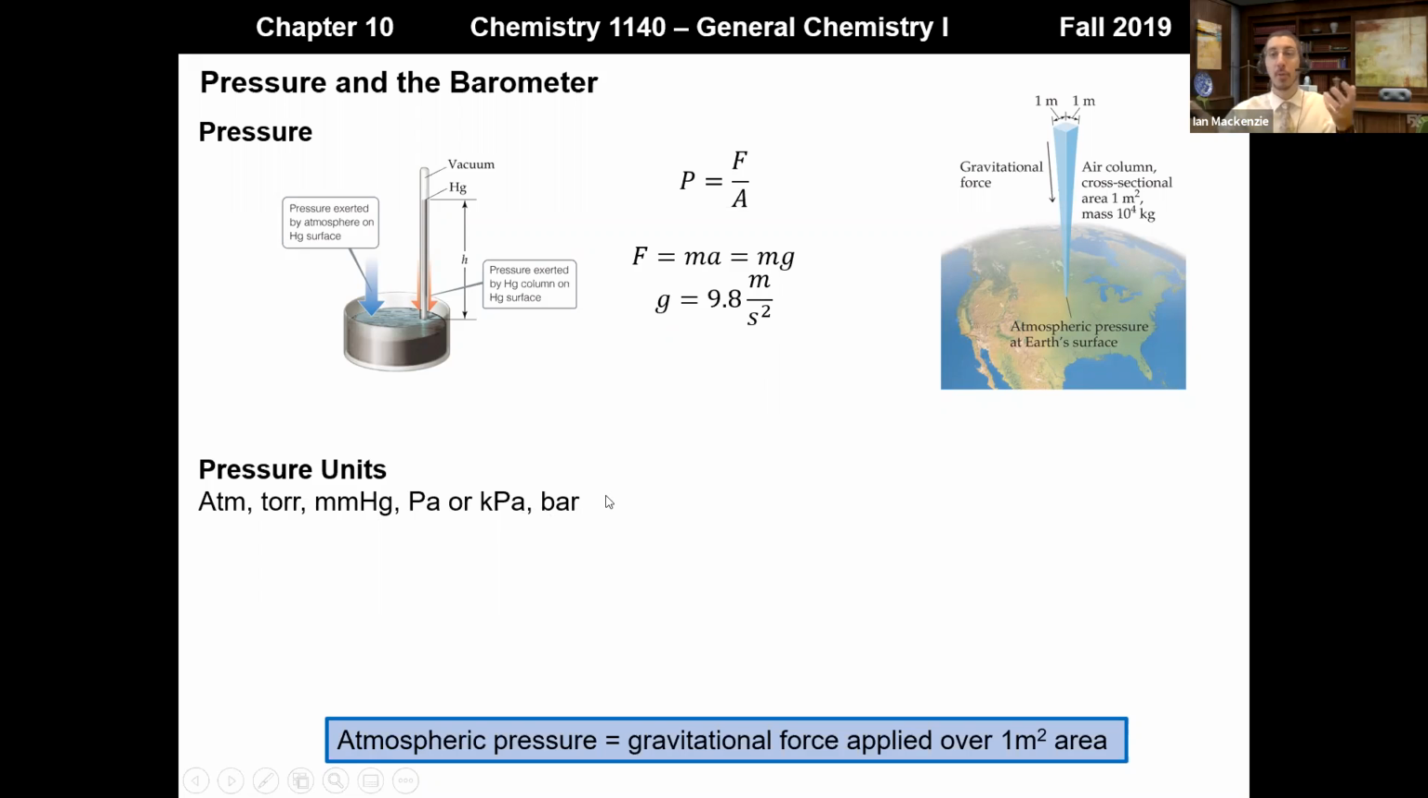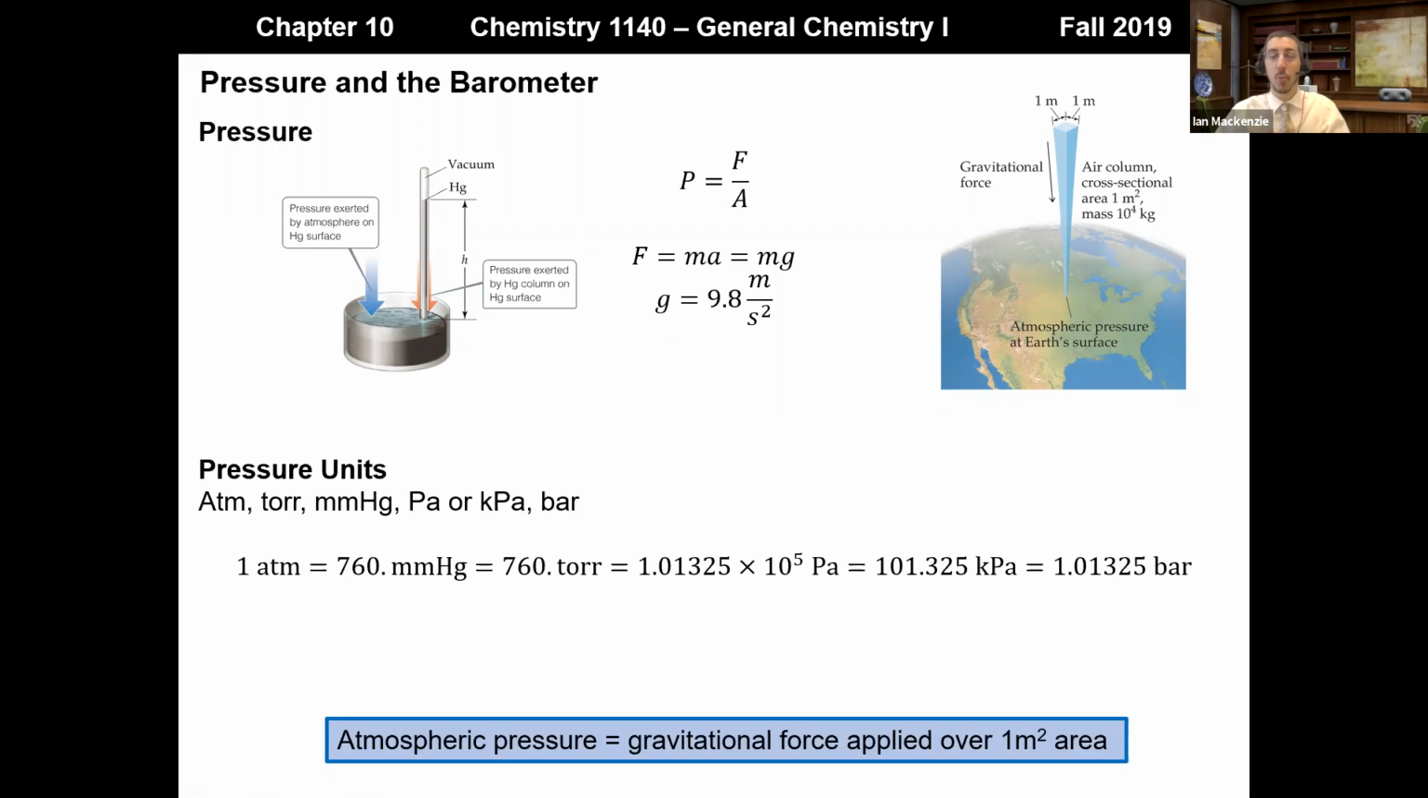How do we relate between all of these? Because we do need to be able to convert between pressure units. So here's the conversion factors. 1 atmosphere is equal to 760 millimeters of mercury, and millimeters of mercury and torr are equal to each other. So that's 760 torr. That's also equal to 1.01325 times 10 to the 5th pascals, or you can divide by 1,000 to get 101.325 kilopascals.